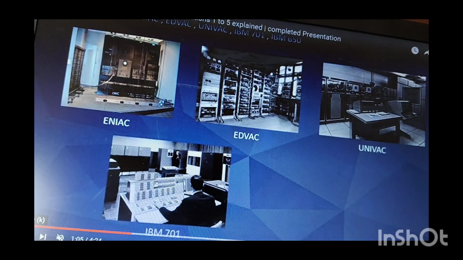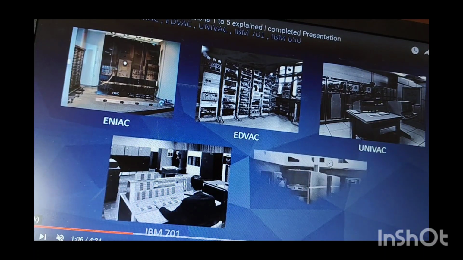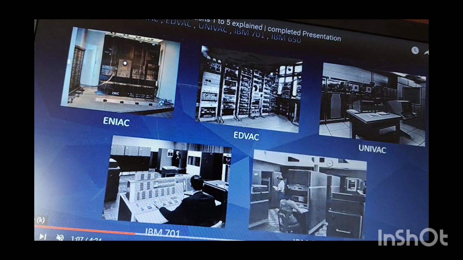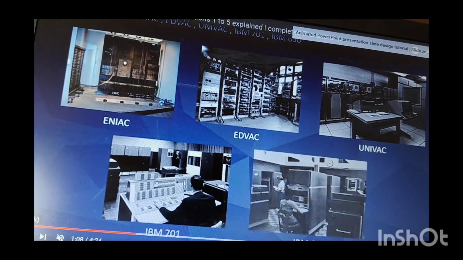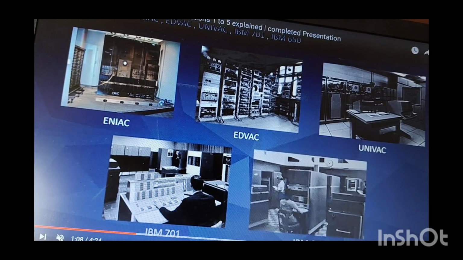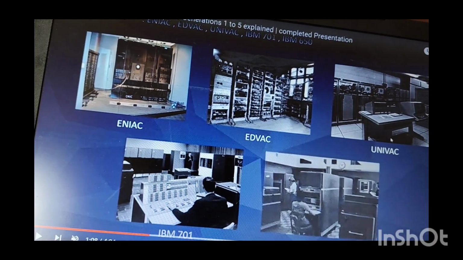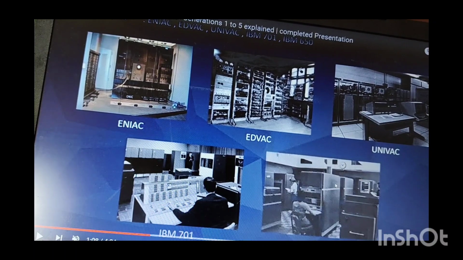Okay, now you can see how these machines look. As you see, this occupies a room. Can you see that? ENIAC is very big in size. EDVAC is also big in size. UNIVAC means Universal Automatic Computer. These are all very large in size.